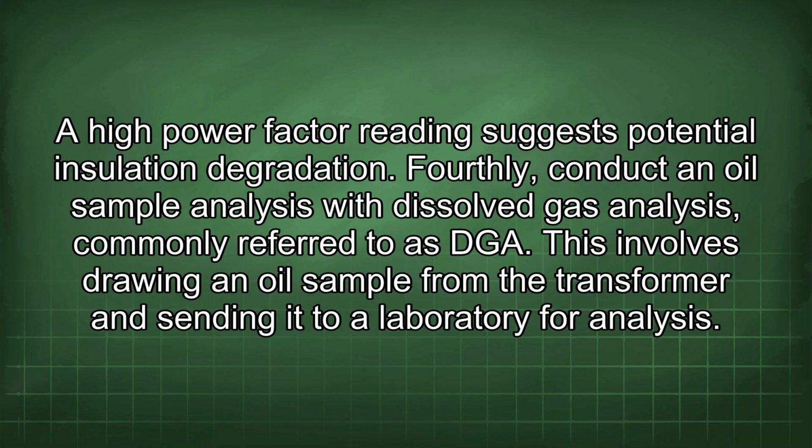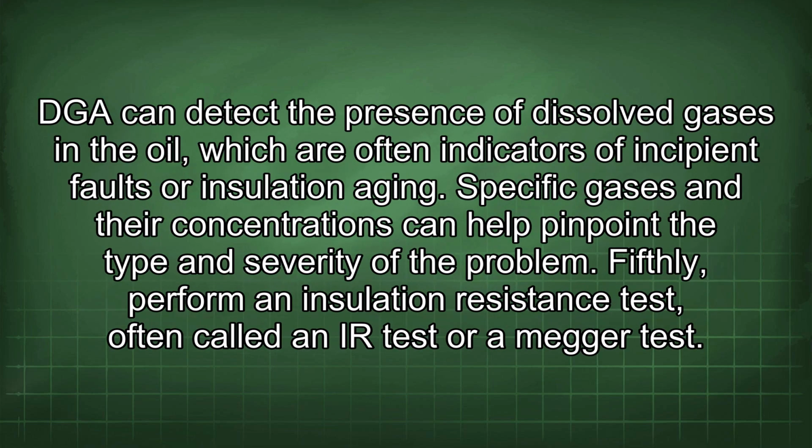Fourthly, conduct an oil sample analysis with dissolved gas analysis, commonly referred to as DGA. This involves drawing an oil sample from the transformer and sending it to a laboratory for analysis. DGA can detect the presence of dissolved gases in the oil, which are often indicators of incipient faults or insulation aging. Specific gases and their concentrations can help pinpoint the type and severity of the problem.